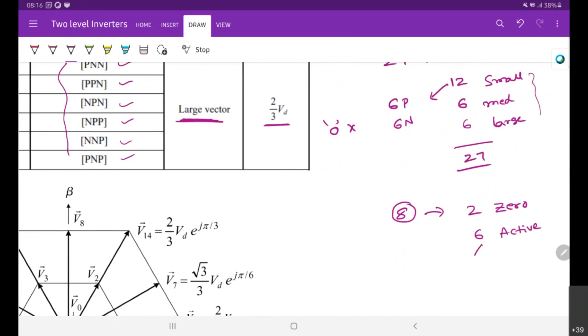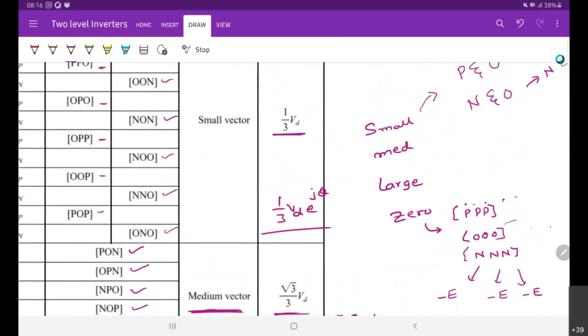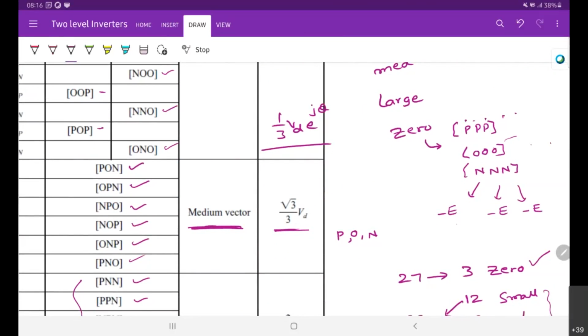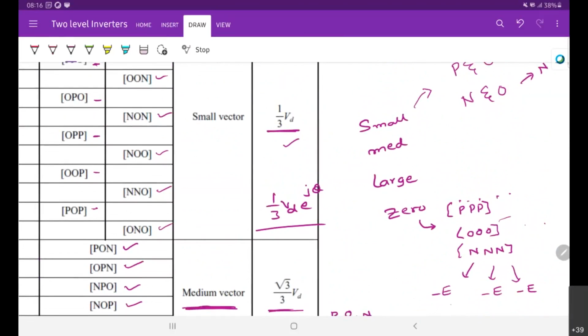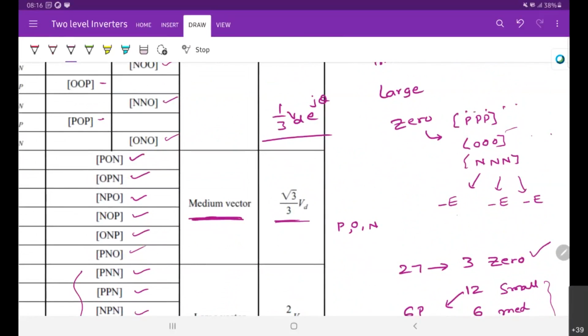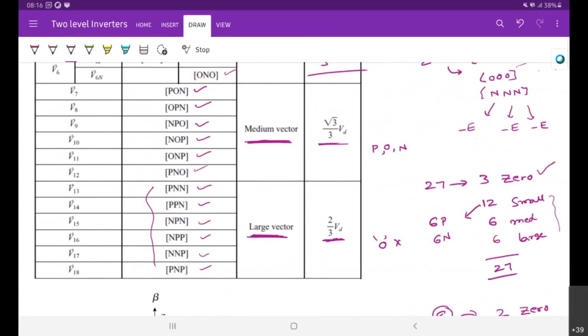In case of two level, what is the length? Its length is 2/3 VD, right? So here the lengths are different. One length is 1/3 VD, another is 1/√3 VD, and here this is 2/3 VD. So that means the large vector magnitude is double the small vector. Is this clear?